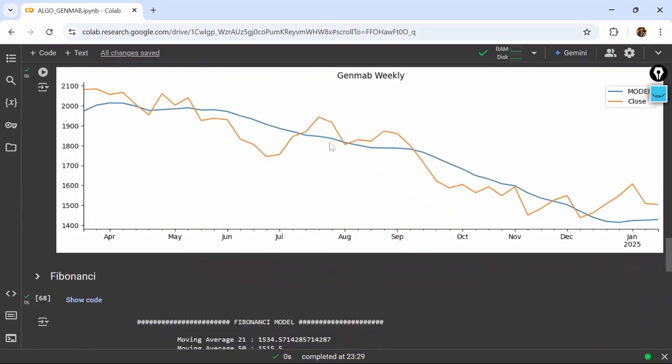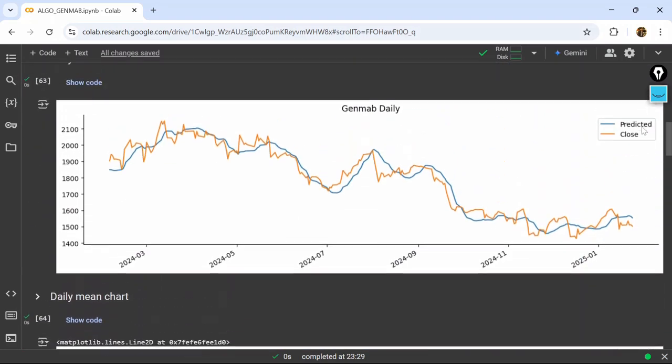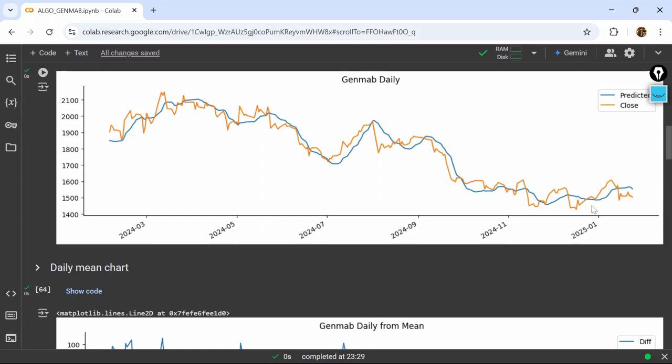We have this weekly chart, but on the weekly chart you can see this model line or predicted value is going strongly down. Here it consolidated. You can see it's moving up on a weekly basis, but on daily it's in consolidation. It was a strong uptrend for 3 weeks but fell down on some news, something happened.